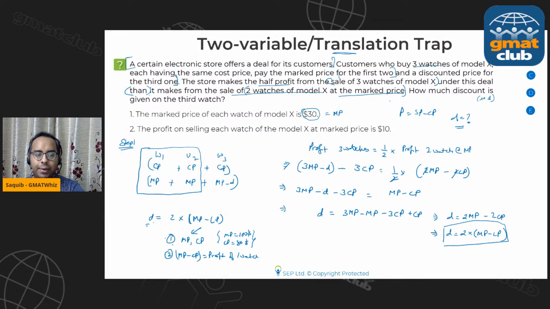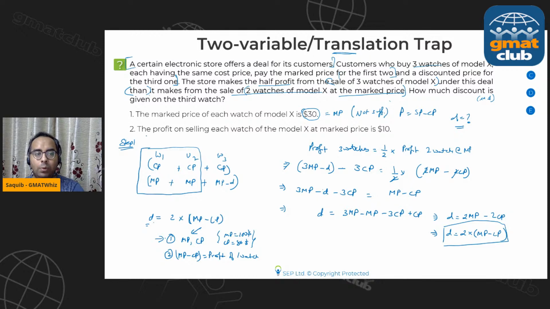So you can look at it. To get the answer, you need the value of both MP and CP. Do you have it? No, you don't have it. Do you have the value of MP minus CP? No, you don't have it. So you will say this is not sufficient. Just knowing MP is useless. So while analyzing the statement, 15 seconds at the max, not more than that.